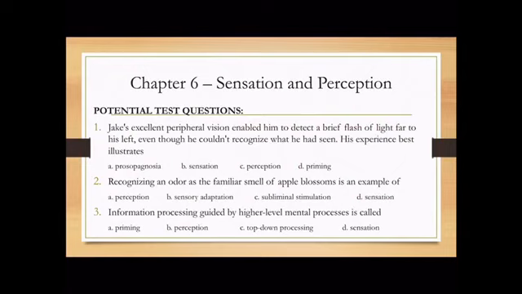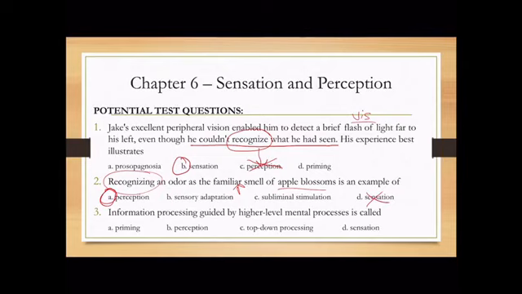Jake's excellent peripheral vision enabled him to detect a brief flash of light far to his left, even though he couldn't recognize what he had seen. So this best illustrates sensation because he noticed something. He had a sensation. He saw something. It was a visual sensation. But he couldn't recognize what he had seen, so perception did not occur. Recognizing an odor as the familiar smell of apple blossoms is an example of perception. Smelling the odor at all is your sensation, but the fact that you've recognized it is what turns it into a perception. You've interpreted it as being a familiar smell of apple blossoms.